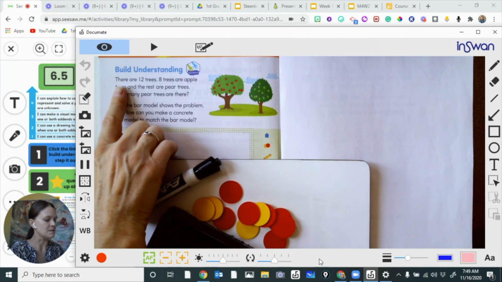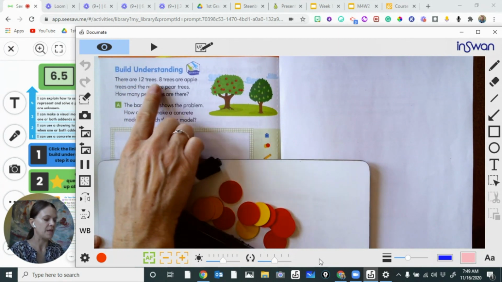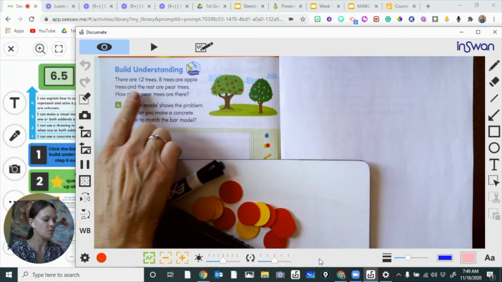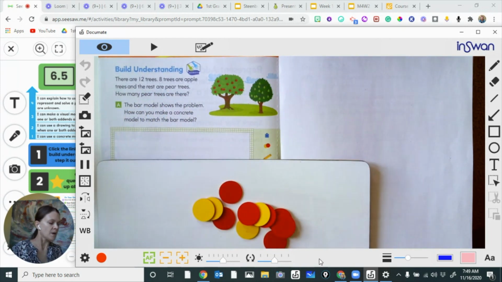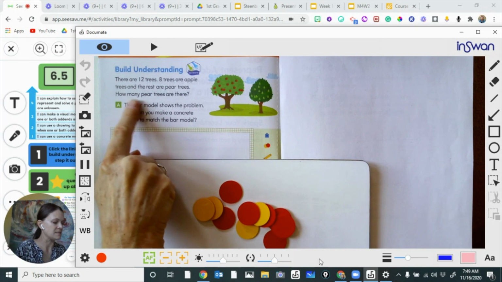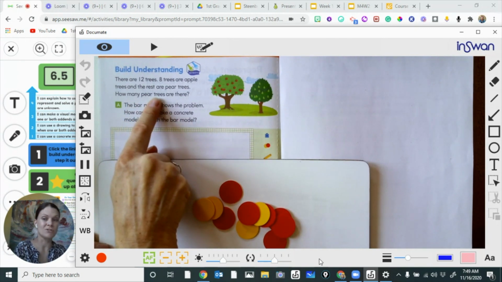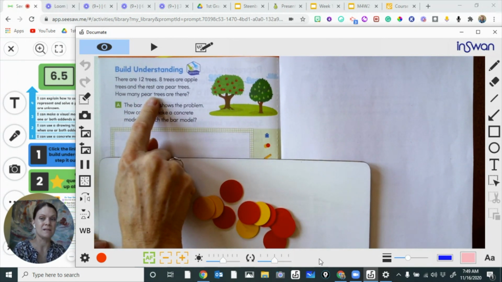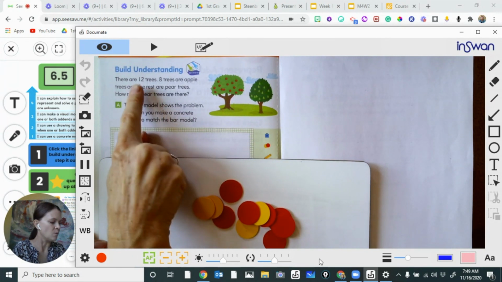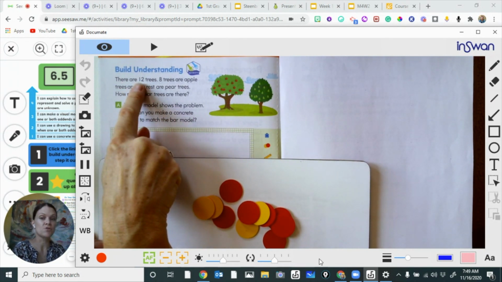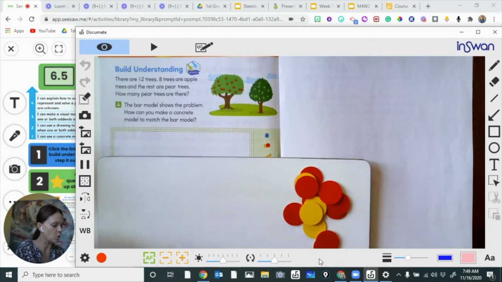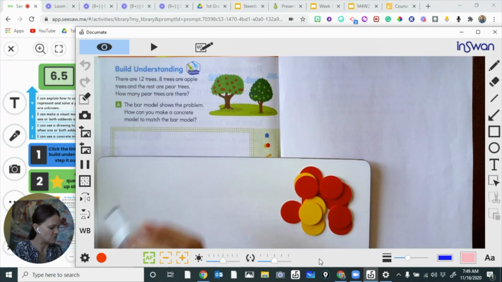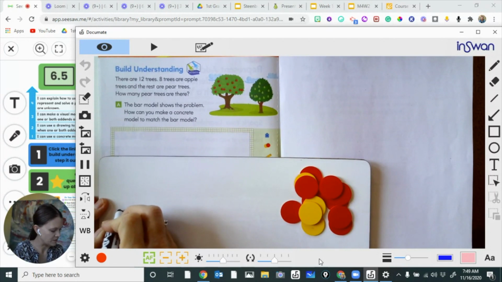The first problem says there are 12 trees. 8 trees are apple trees and the rest are pear trees. How many pear trees are there? So our question is asking us how many pear trees there are. So it looks like we're missing a part. We know that there are 12 trees. So 12 is our whole. That's our total. And I'm actually going to draw part of a bar model down here.